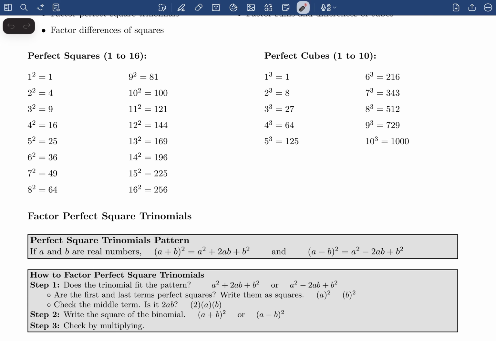I want you to know in your hearts that 1 cubed is 1, 2 cubed is 8, 3 cubed is 27, 4 cubed is 64, 5 cubed is 125, 6 cubed is 216, 7 cubed is 343, 8 cubed is 512, 9 cubed is 729, and 10 cubed is 1000.